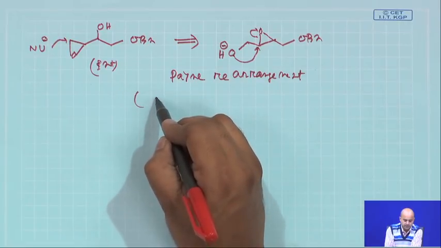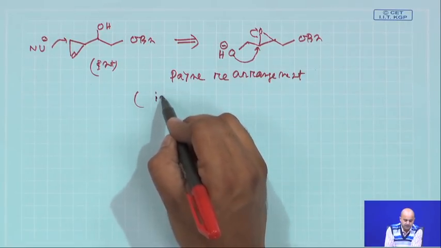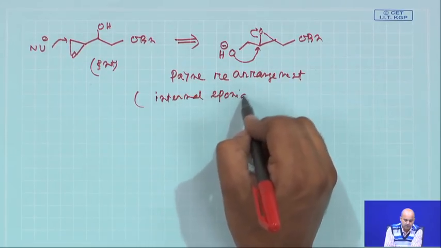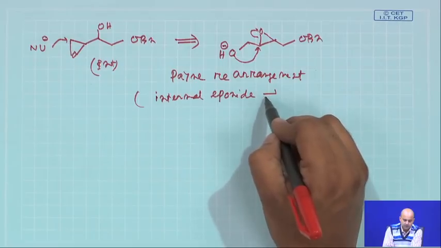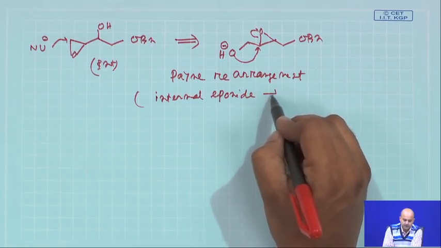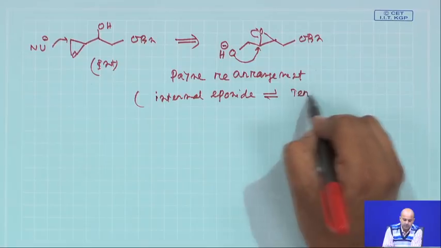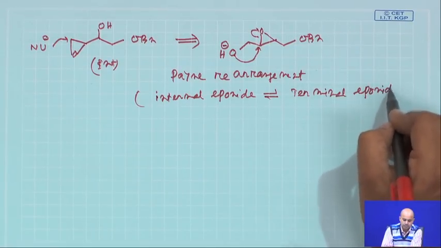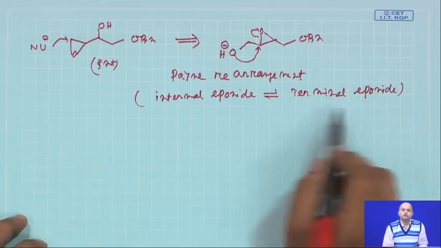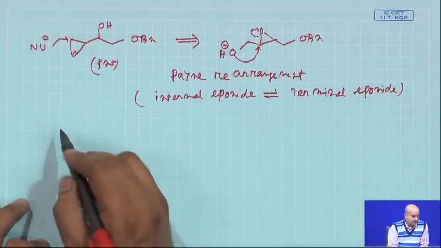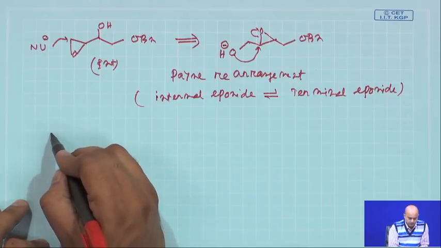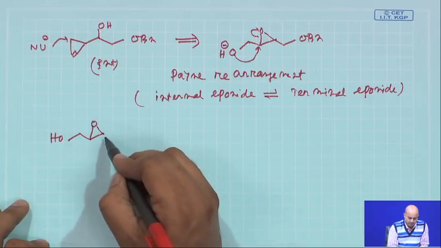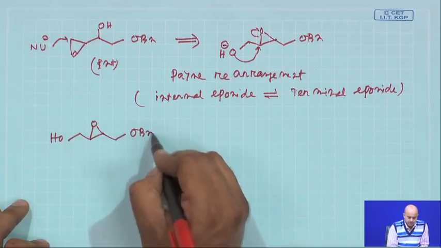So, an internal epoxide is basically rearranged to a terminal epoxide. That is the main transformation in the Payne reaction. Now, we try to figure out the problem which was given to you. I did not mention the stereochemistry.